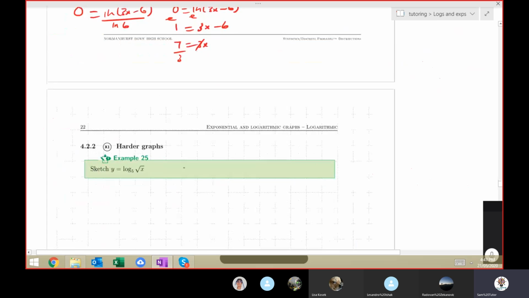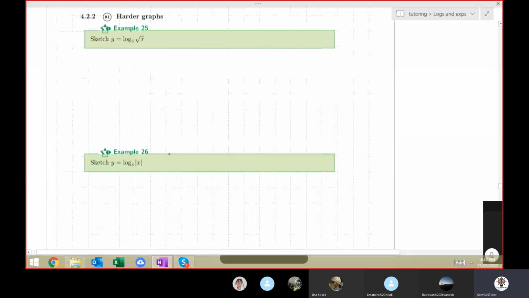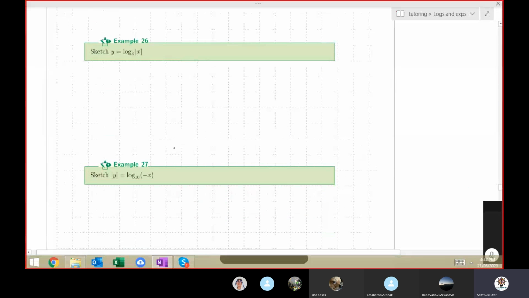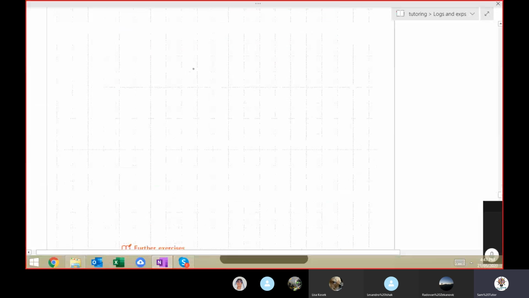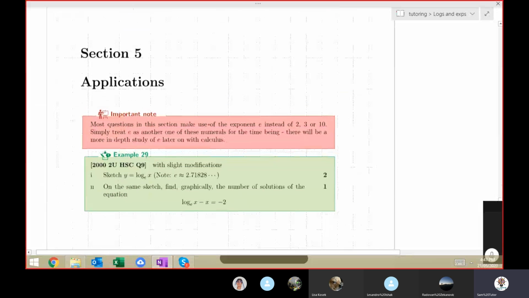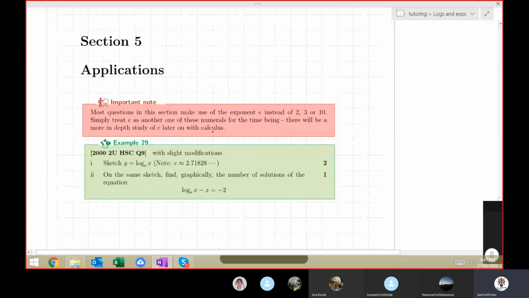All right, this one's harder. Yep, log root x, that's all extension 1. Log of absolute value of x is extension 1. I think we are done. So log graphs, that's pretty much all you need to know for your log graphs. Told you it's not going to be that hard.